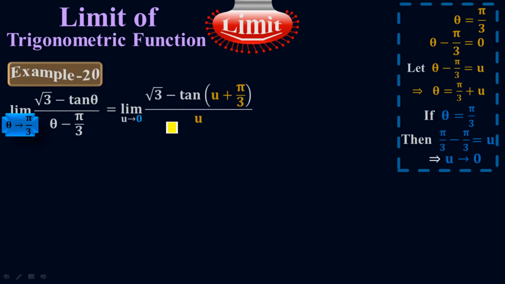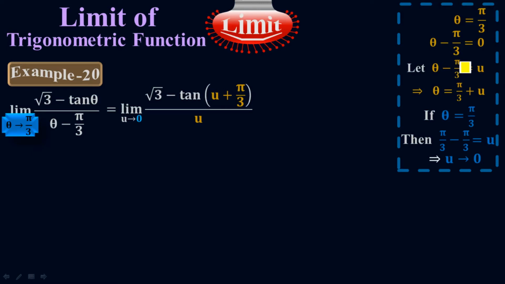As you saw, the direct substitution method doesn't work here, so I apply the u substitution method. Since theta approaches pi over 3, it means that theta equals pi over 3, which implies that theta minus pi over 3 equals 0, because when you bring this positive pi over 3 to the other side, it becomes negative pi over 3.